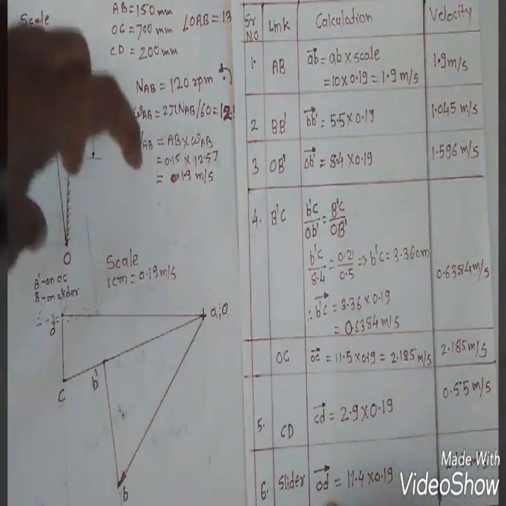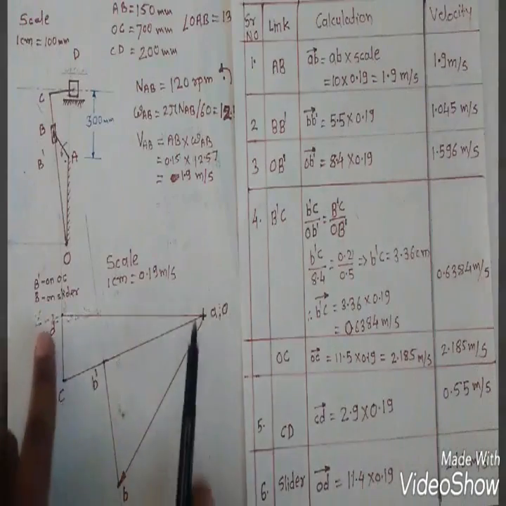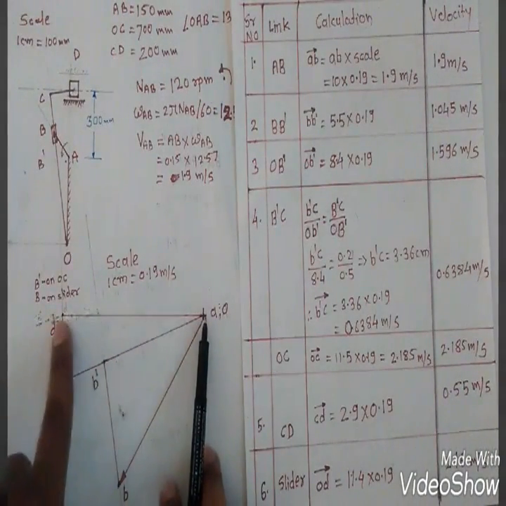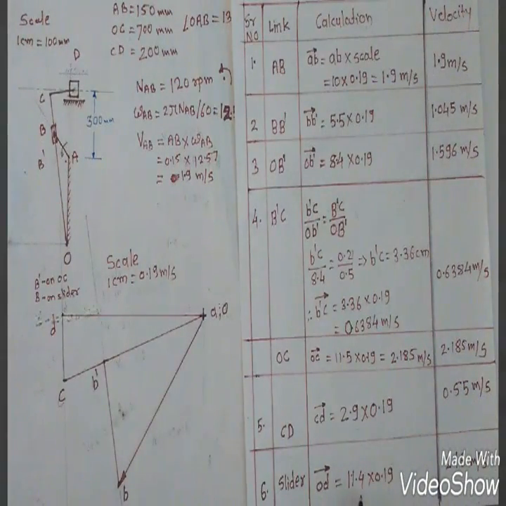For the slider, it is an important one. In questions, mostly the velocity of the slider is asked. Just measure this one, OD. This is the velocity vector for the slider. This distance here is 11.4 centimeter into 0.19, equal to 2.16 meter per second.